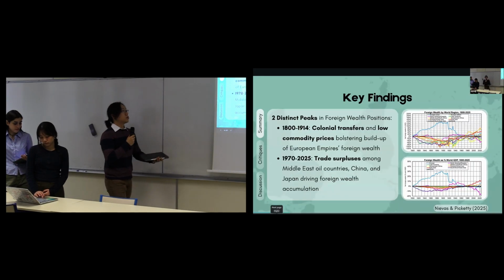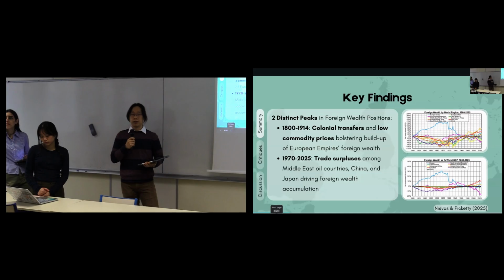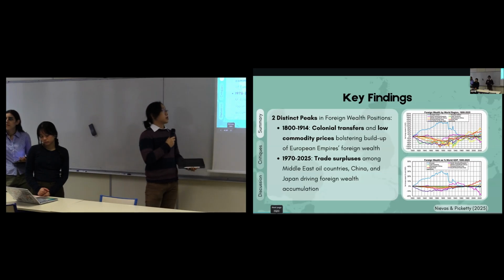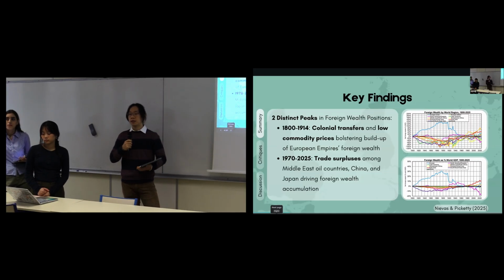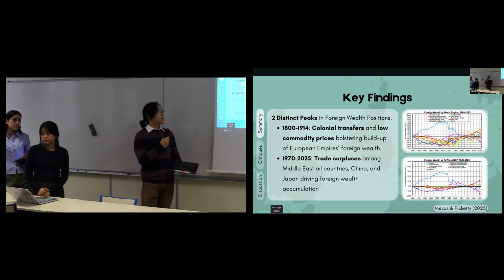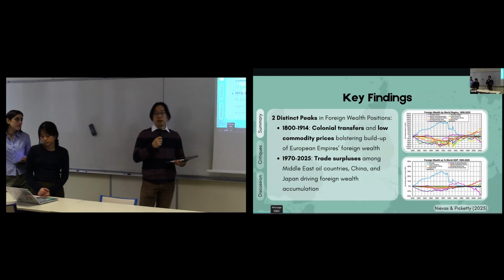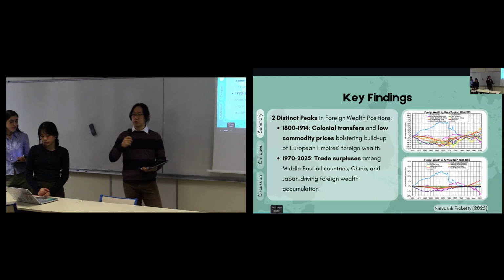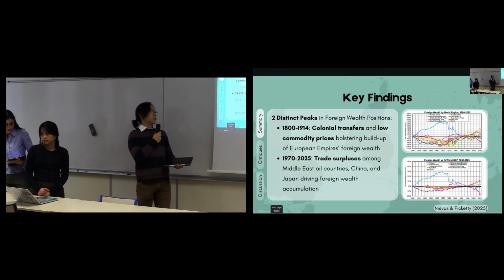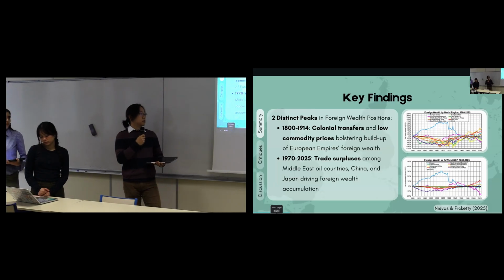The findings are two distinct peaks in foreign wealth accumulation: the 1800 to 1914 period of European imperialism, characterized by colonial transfers and low commodity prices enabling massive accumulations of foreign wealth. And then a second period from 1970 to the present day, which is characterized by foreign wealth accumulation in a smaller magnitude, but it's still driven by trade surpluses, primarily among Middle East oil countries, China and Japan.